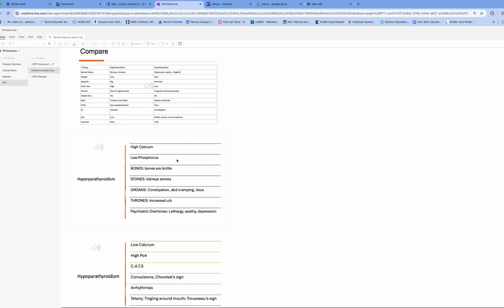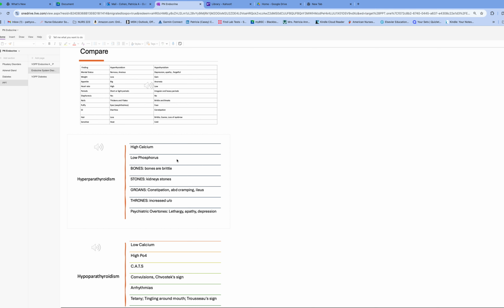Okay, hyperparathyroidism, we talked earlier about this. They're going to have high calciums and low phosphorus. Students get that mixed up, so burn this in your memory. High calcium. So remember bones, stones, groans, thrones, and psychiatric overtones. Calcium is a sedative to the body, okay, for every system except the kidneys.